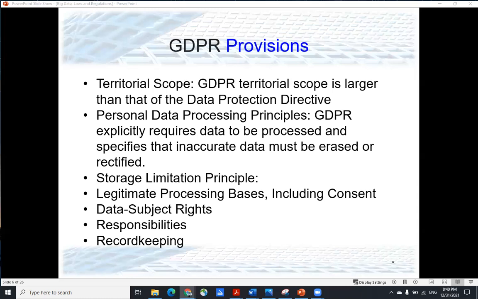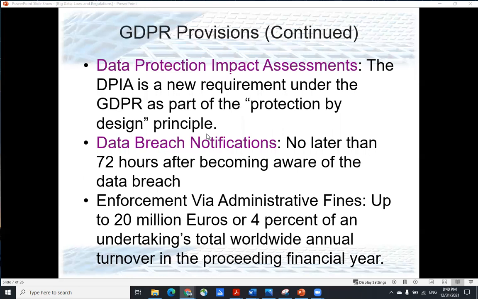There's also the storage limitation principle, like how long and where the data is stored, and then legitimate processing bases, including consent. And then data subject rights. It also deals with the responsibilities of the company that holds your data, and then record keeping as well.